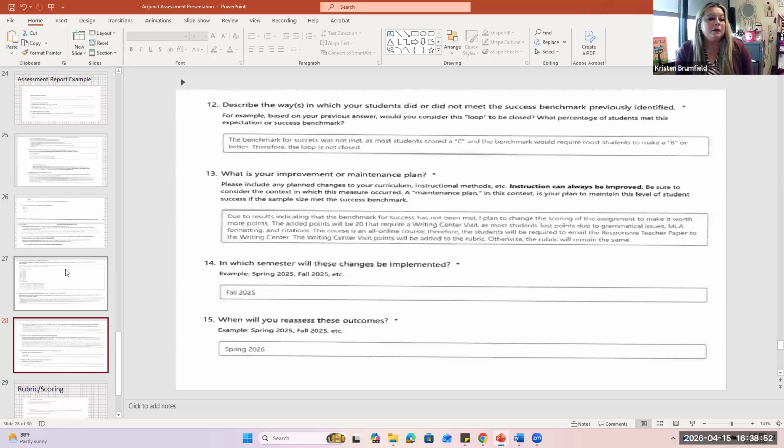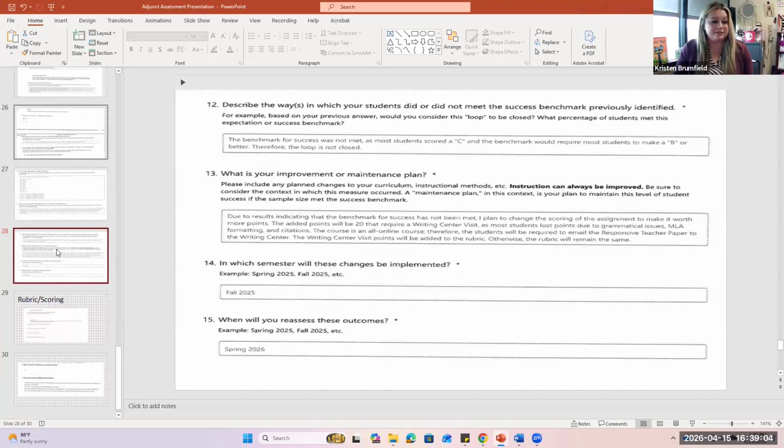So it's very simplistic at the end here. Which semester will these be implemented, and when will you reassess? And that's pretty well it for the assessment report itself.